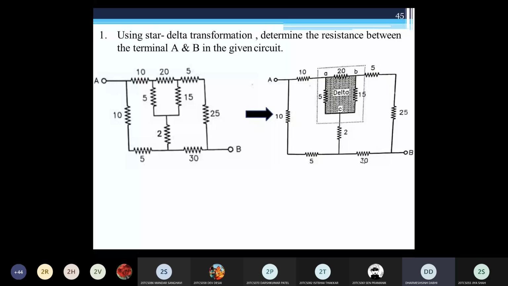Okay, so here I identified that this 5, 20 and 15 ohm delta connected part, if you convert this delta into star fashion, then you can easily convert this circuit into a very reduced form in a simplified manner. So let's convert this delta into star. This is an inverted delta, because between A and B is 20, between A and C is 5 ohm, and between B and C is 15 ohm. So this delta is invertedly connected, a reverse of delta. So convert this delta into star.